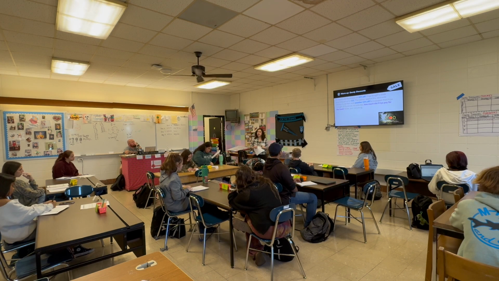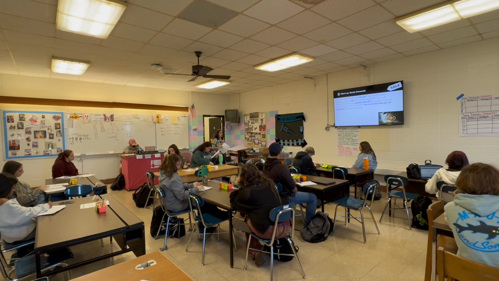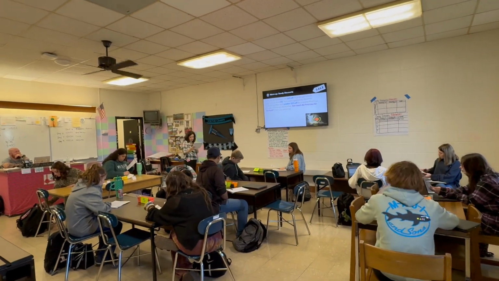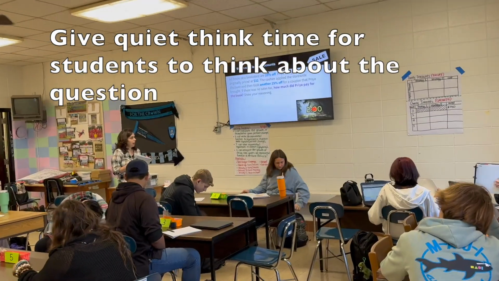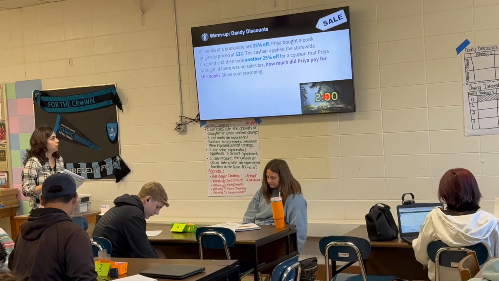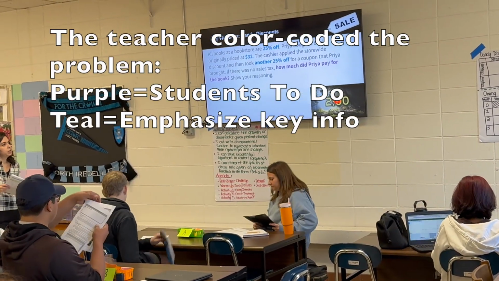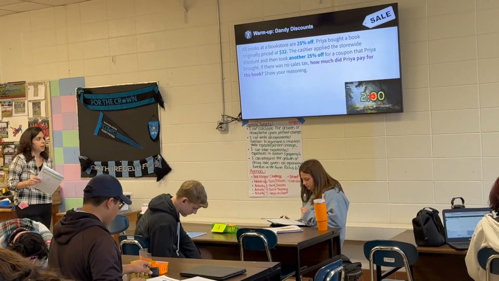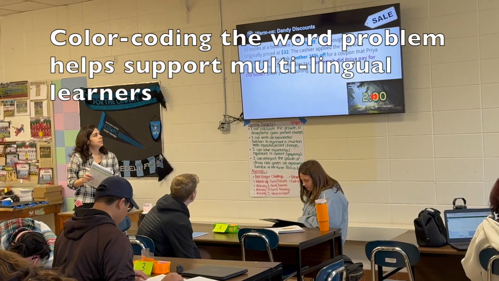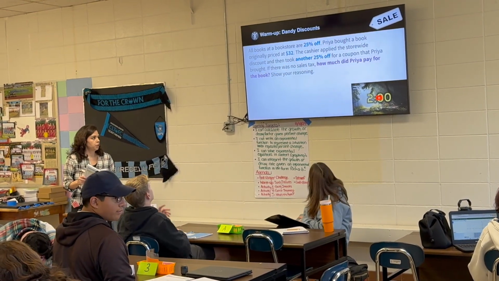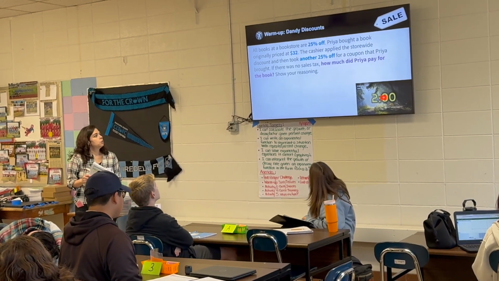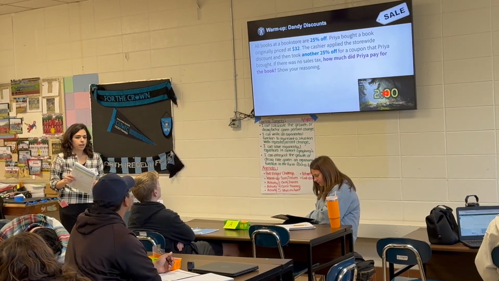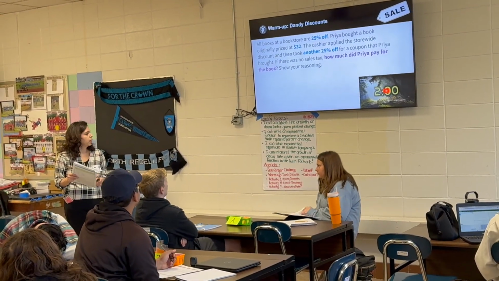Okay. If you want to go ahead and open up your packet, we're going to be in there. We're looking at the warm-up, Dandy Discounts. And I want everyone to take about a minute of quiet think time to think about the question that I have on the screen. All books at a bookstore are 25% off. Priya bought a book originally priced at $30. The cashier applied the store-wide discount and then took another 25% off for a coupon that Priya brought. If there was no sales tax, how much did Priya pay for the book? Okay, and then, of course, show your reasoning. That's really important, to show our thinking.